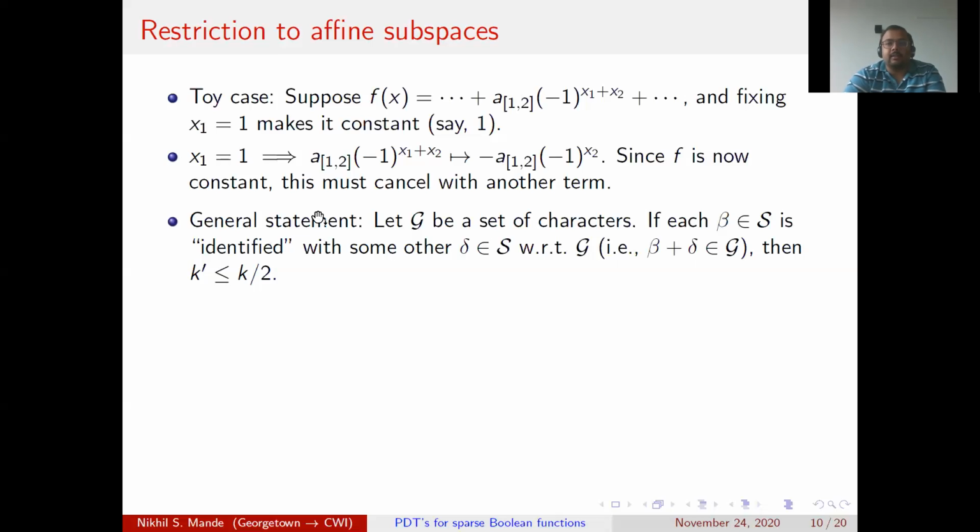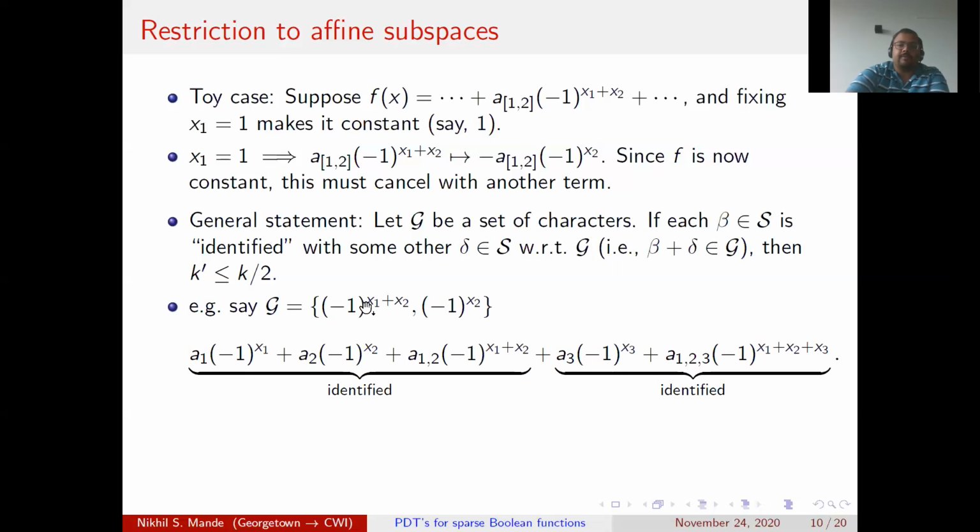And that's the idea. Note that we didn't really need this function to be a constant. If on a particular restriction we could just show that there's a small set G of characters under which a lot of characters in the Fourier expansion of f identify with each other, or let's say all of the characters identify with some other character. So what does that mean? The sparsity is going to drop by a factor of at least 2.